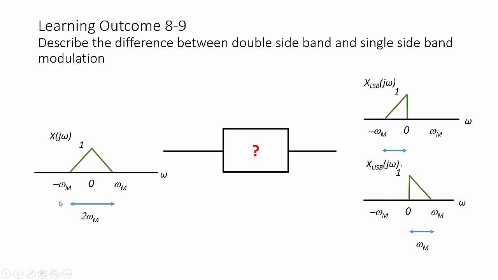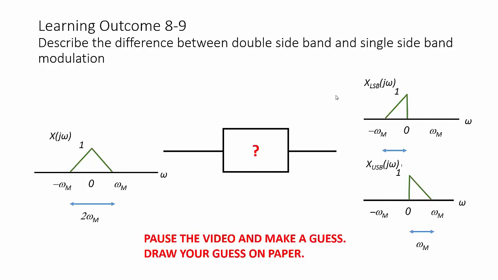So if we're going to do that, what do we need to do to this signal to get one of these out? Think about it. Pause the video, make a guess. Draw your guess on paper. Don't cheat. Make a guess.